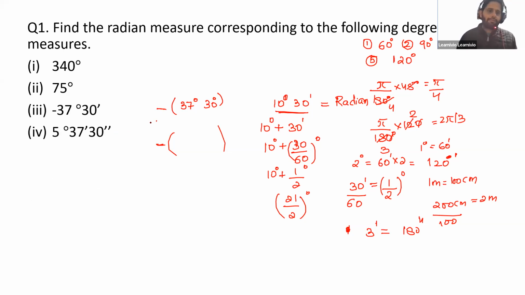Very good. Please try this question. Here you have minutes as well as seconds. So first of all, this means 5 degree plus 37 minutes plus 30 seconds. First convert the seconds into minutes and add it in. After this, change the complete thing into degree. Then finally, convert it into radian. So first of all, share your answer in degree only so that I can check whether it is correct or not. Please convert this complete thing into degree.